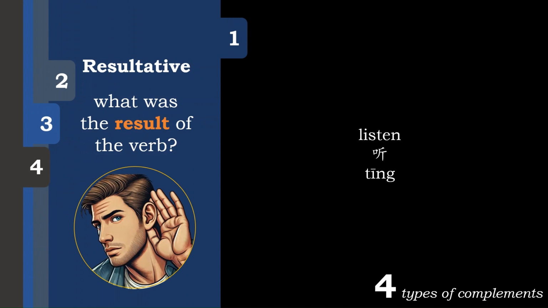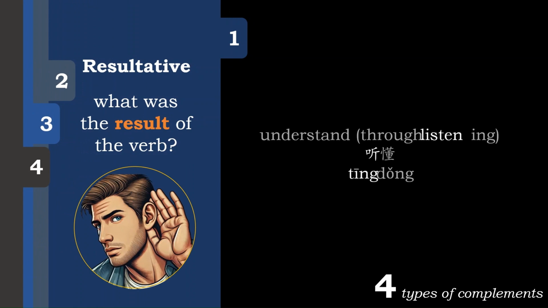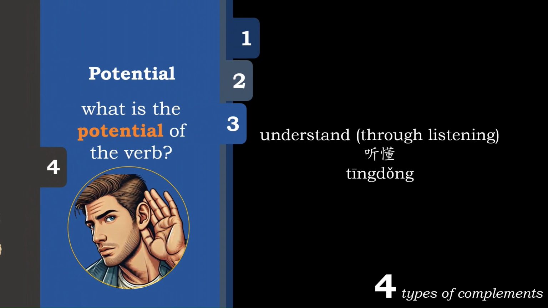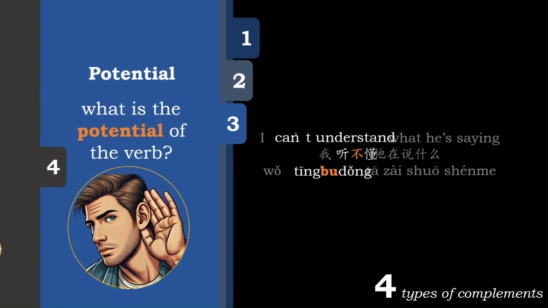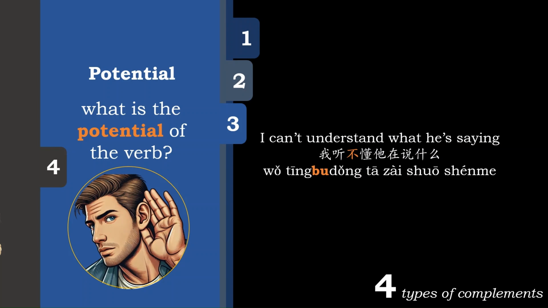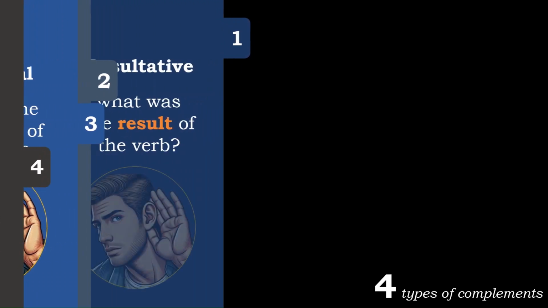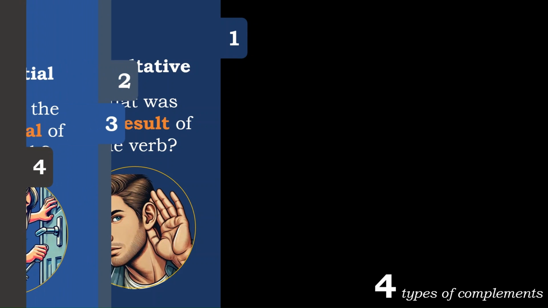So to understand through listening is 听懂. And what we want to know is, what is the potential of this verb? Can it be done? Can we understand through listening or not? If it can be done, how would we say it? 听得懂, can understand. If it cannot be done, what would we say? 听不懂, cannot understand. I can't understand what he's saying. 我听不懂他在说什么. So that is how potential complements work when it comes to resultative complements and their verbs.